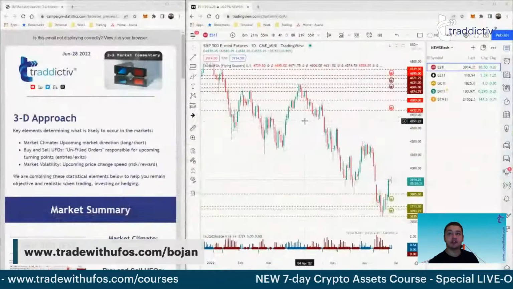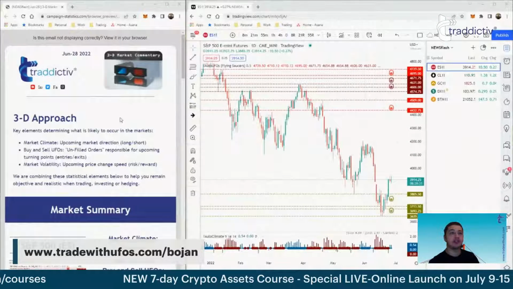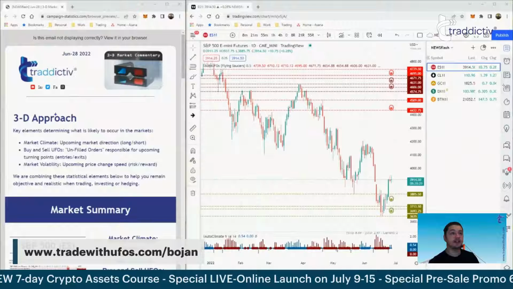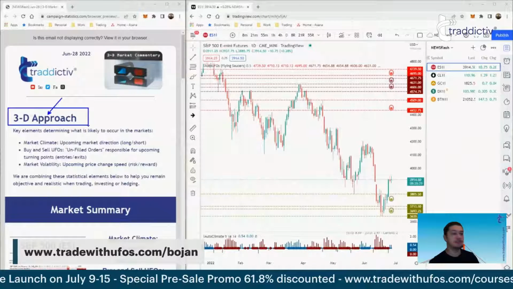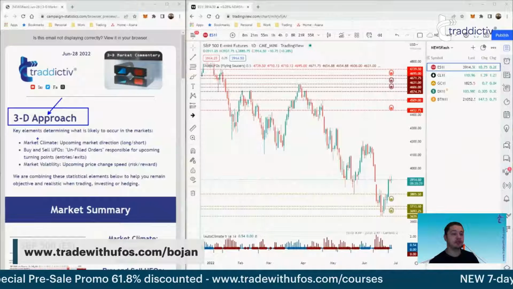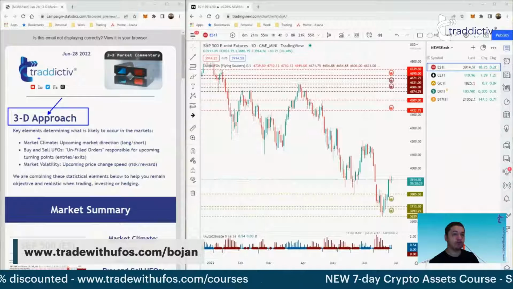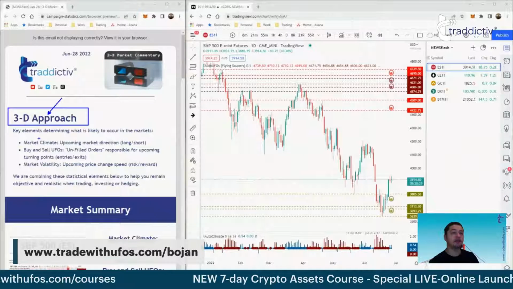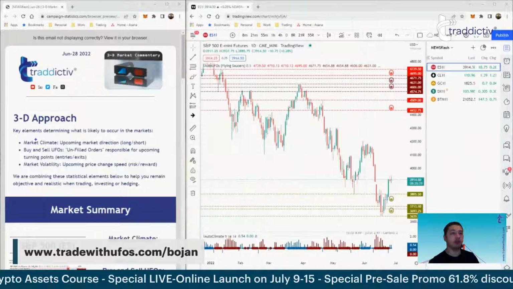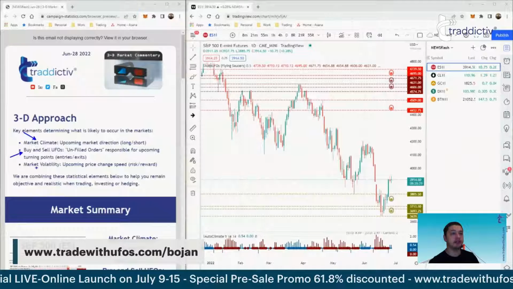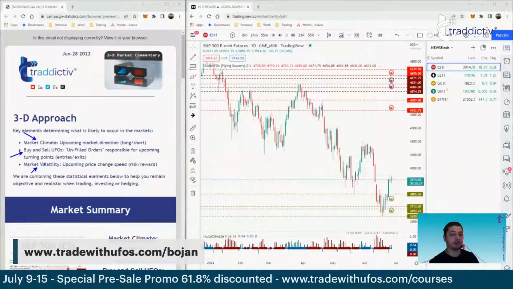So let's go ahead and get started with the first setup here, which is the 3D approach. Why do we call it a 3D approach? It is because it's a three-dimensional approach that we utilize to get the current status of a market, right? We overview it in the following way. We look at the market climate, buy and sell UFOs, and the market volatility.